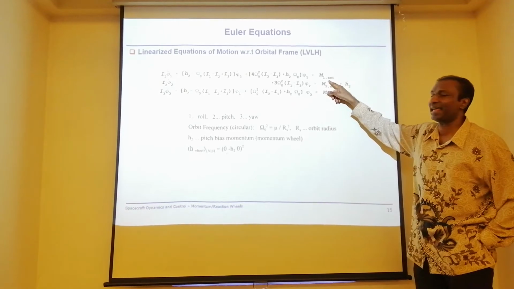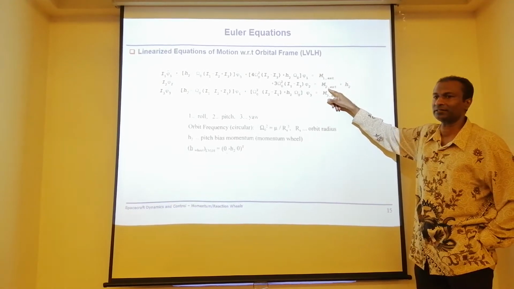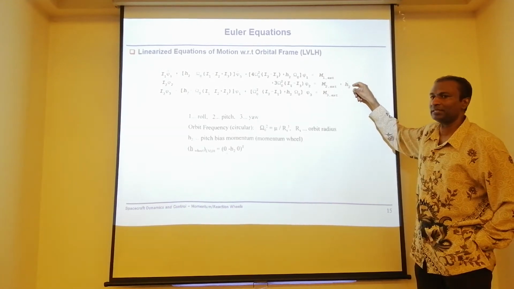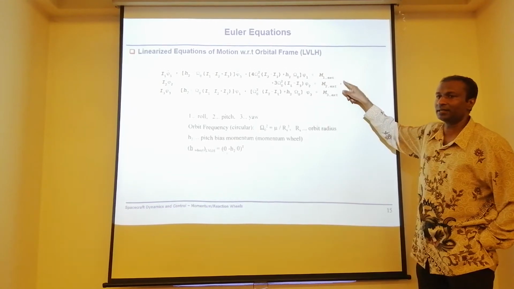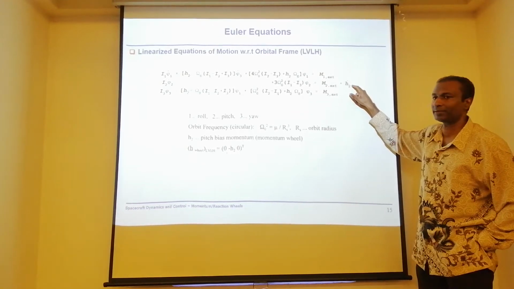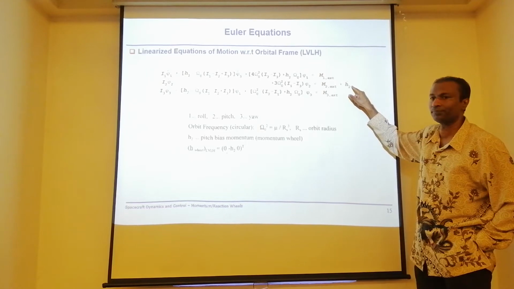M is the external torque. This is the change of angular momentum, H dot. This is a bias momentum term here. So there's a change of angular momentum. When there is a change of angular momentum, the wheel speed changes, that means you have a torque.